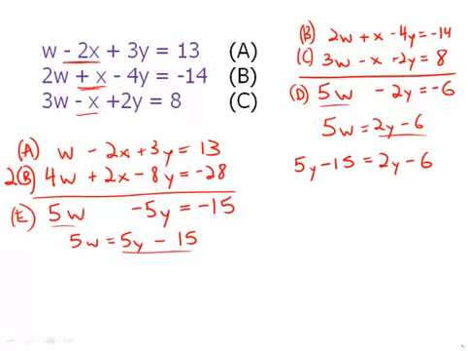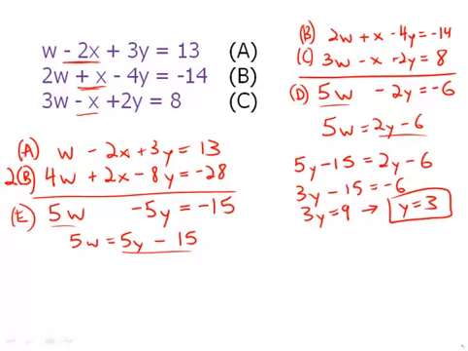Well, now I'm down to one equation with one unknown. This is great. I know how to solve this. So subtract 2y from both sides. We get 3y minus 15 equals negative 6. Add 15 to both sides. 3y equals 9. Divide by 3. We get y equals 3.